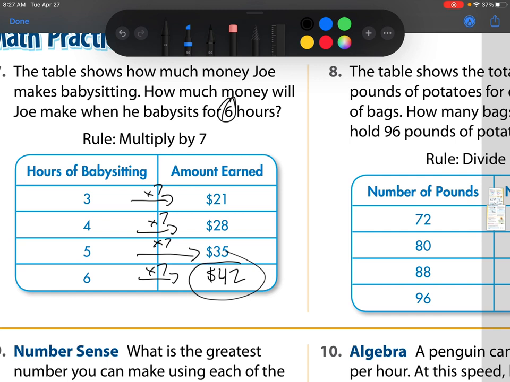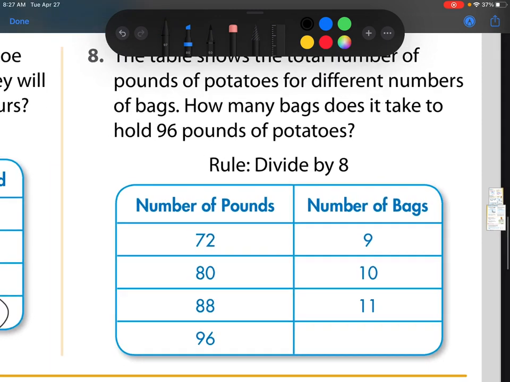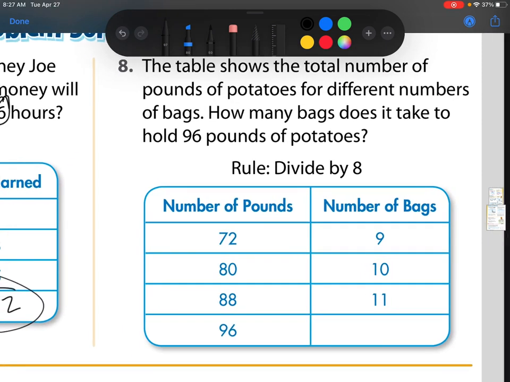So our next question, the table shows the total number of pounds of potatoes for different numbers of bags. How many bags does it take to hold 96 pounds of potatoes?